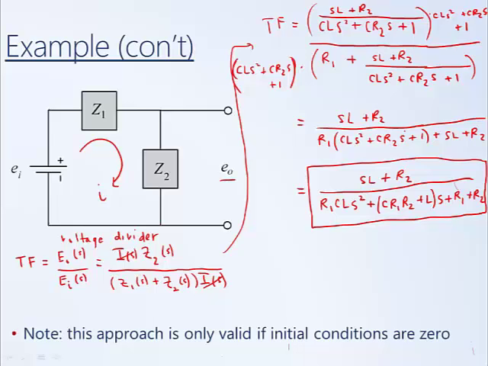One thing to be aware of is that this approach is only valid if the initial conditions are 0, as is the assumption when we find a transfer function. Recall that when we derive a transfer function, we make the assumption that we're not including the initial conditions in the model, or we're assuming that the initial conditions are 0.